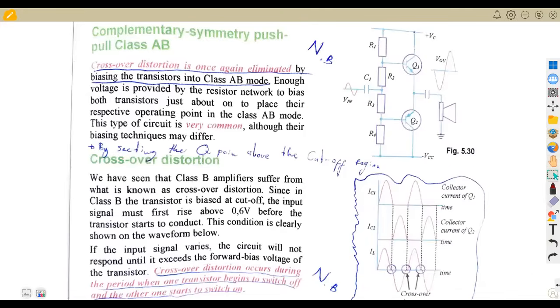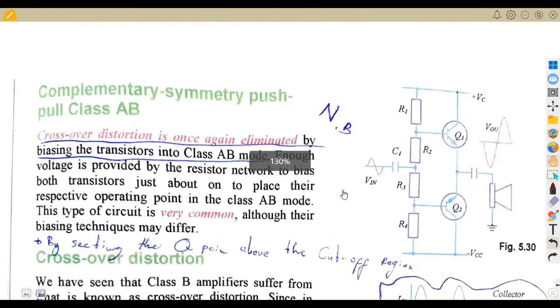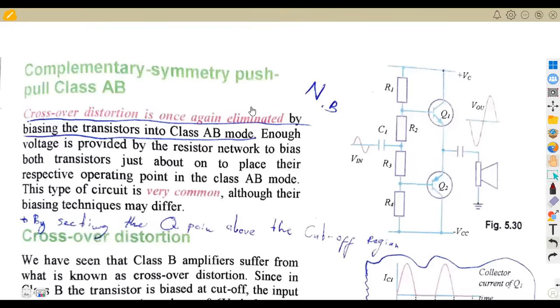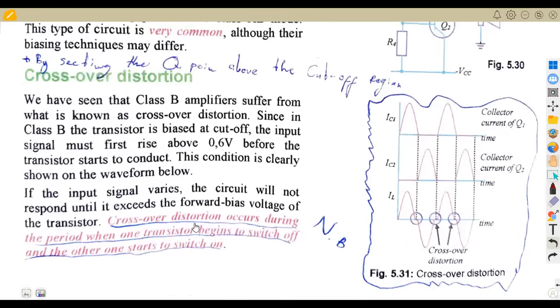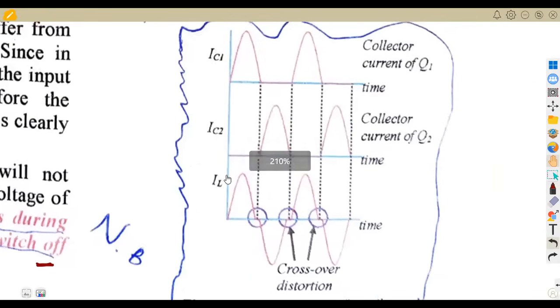So this is what we have. I don't know if it is clear enough. If we are given a complementary symmetry push-pull class AB, the crossover distortion is once again eliminated by bias. So this is the elimination part, but the actual crossover distortion occurs during the period when one transistor begins to switch off and the other starts to switch on. One switches off, another switches on. So this is the crossover distortion that we have here.